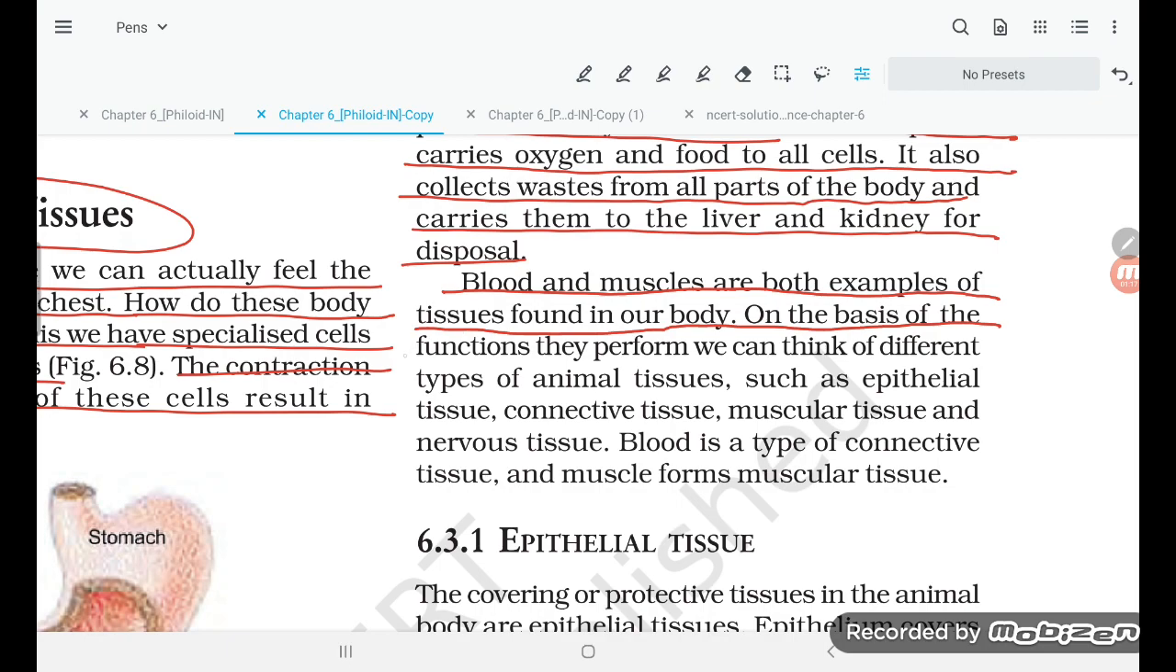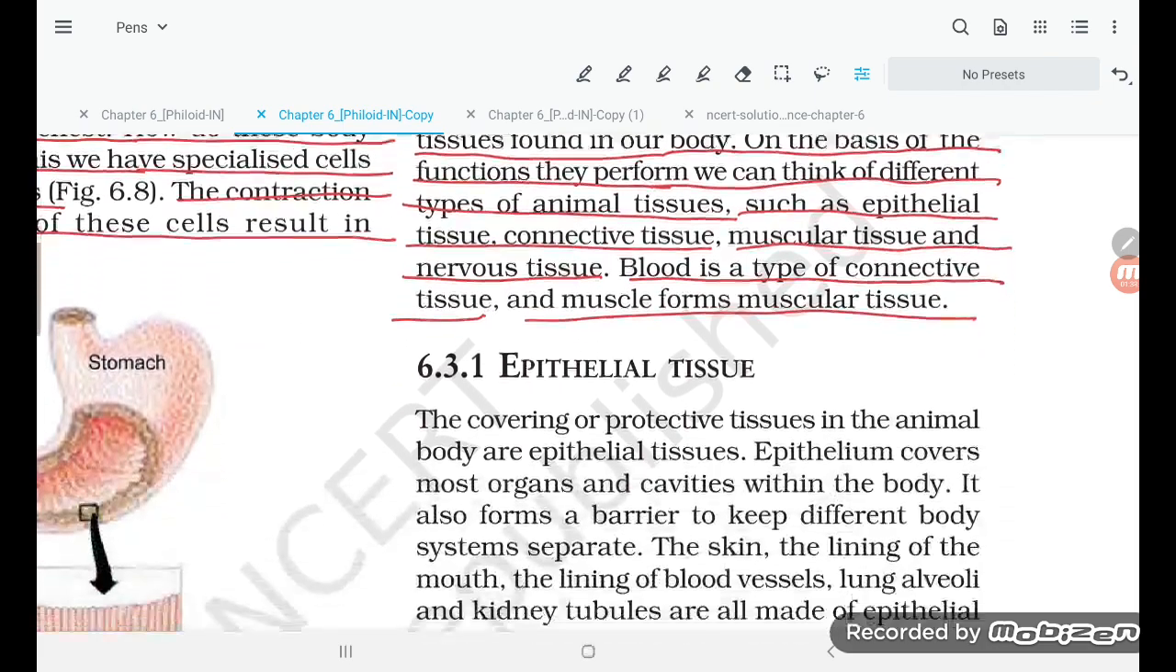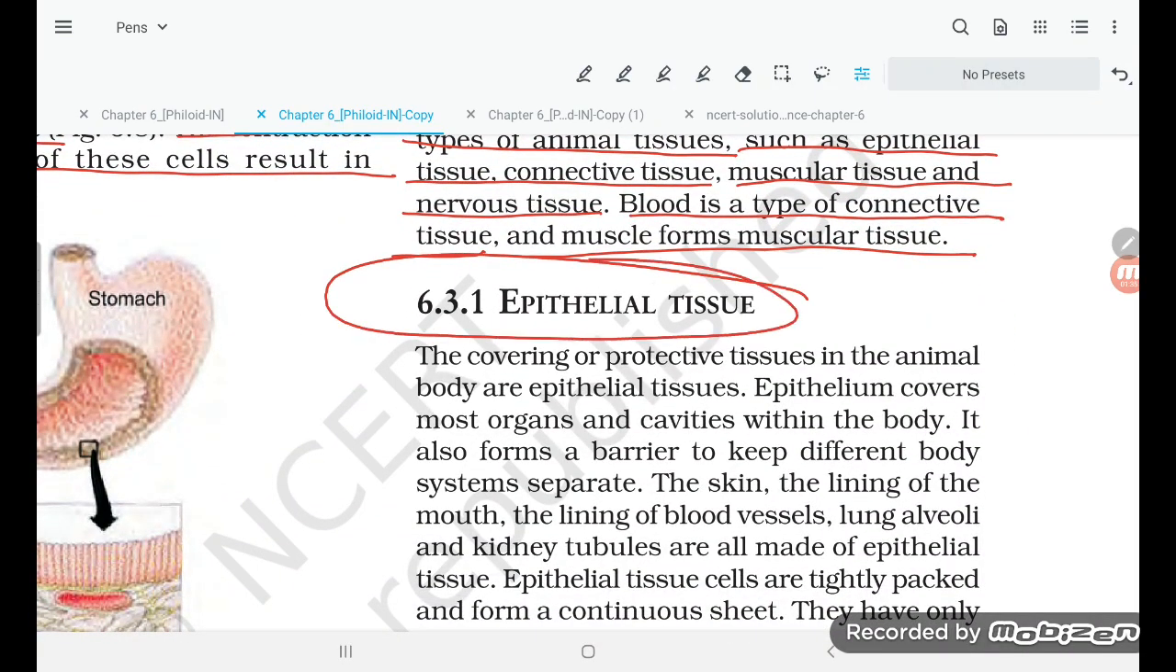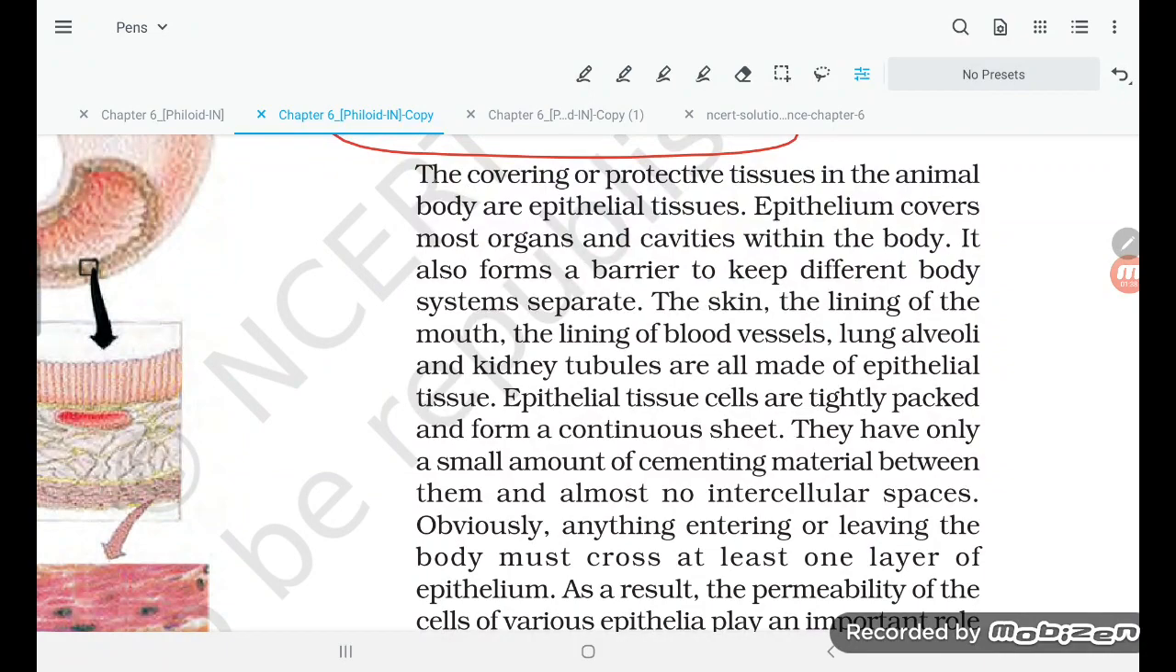On the basis of the functions they perform, we can think of different types of animal tissue such as epithelial tissue, connective tissue, muscular tissue and nervous tissue. Blood is a type of connective tissue and muscles form the muscular tissue. Next one is epithelial tissue. The covering or protective tissues in the animal body are epithelial tissue.